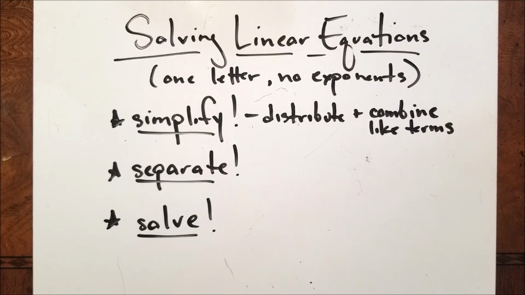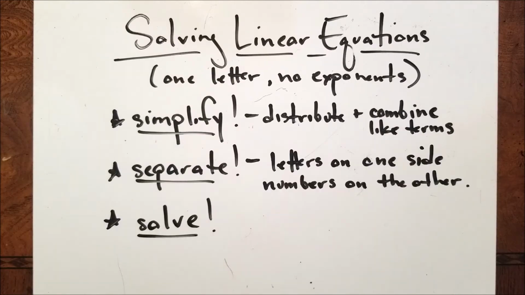Next thing we've got to do, separate. It means exactly what it says. We're going to put our letters or our variables on one side of the equal sign, and we're going to keep our constants or our numbers on the other side. So letters, even if those letters have numbers attached to them, are going to be on one side, and numbers without letters are going to be on the other side of the equal sign.